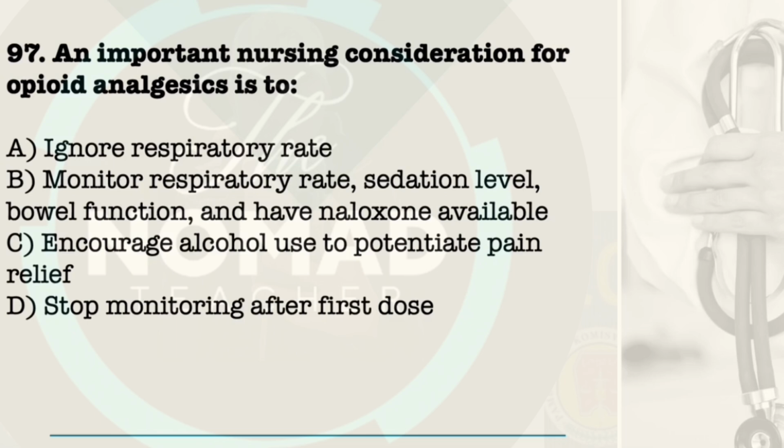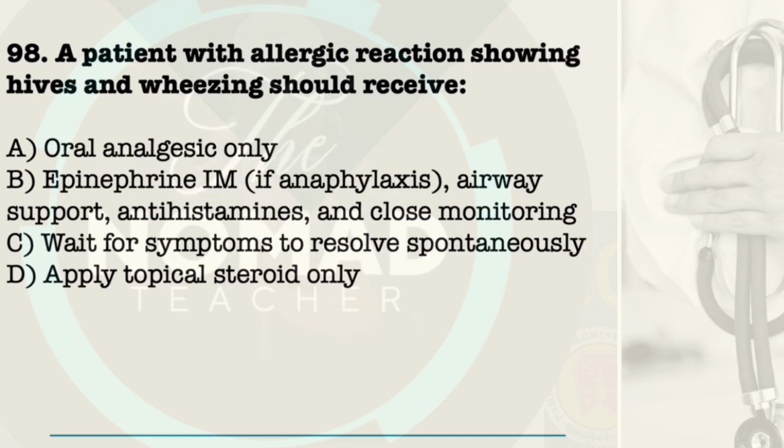97. An important nursing consideration for opioid analgesics is to: A. Ignore respiratory rate. B. Monitor respiratory rate, sedation level, bowel function, and have naloxone available. C. Encourage alcohol use to potentiate pain relief. D. Stop monitoring after first dose.